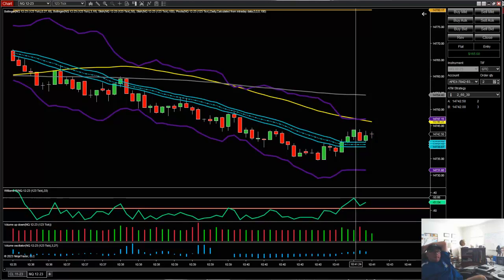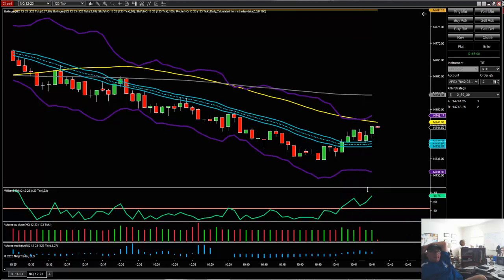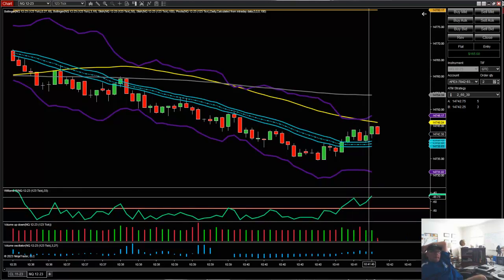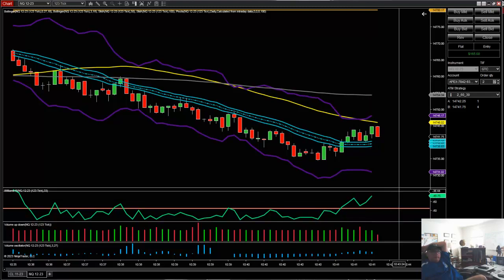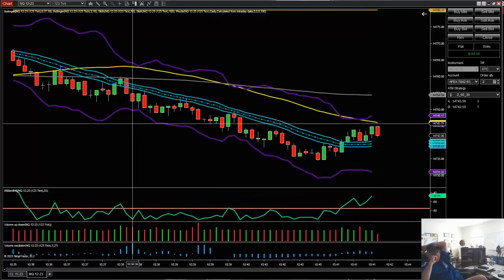I'd like to see it get above the blue line here. It's not on the charts here on the Williams percent R. I want to see it get above that before I think about anything right now and set up something good.